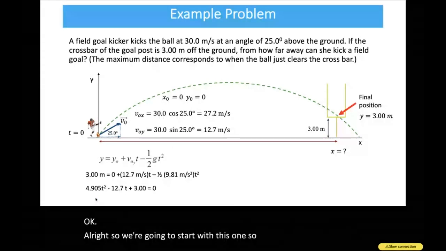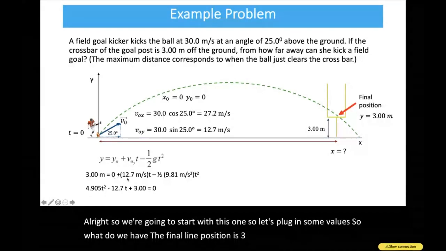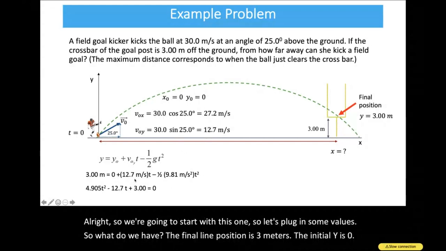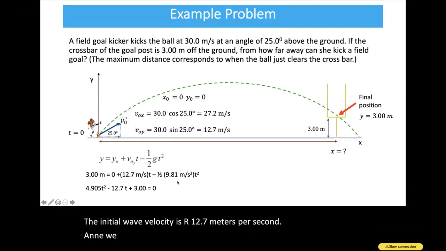So let's plug in some values. What do we have? The final y position is 3 meters. The initial y is 0. The initial y velocity is our 12.7 meters per second. And we plug in minus 1/2 g t squared.